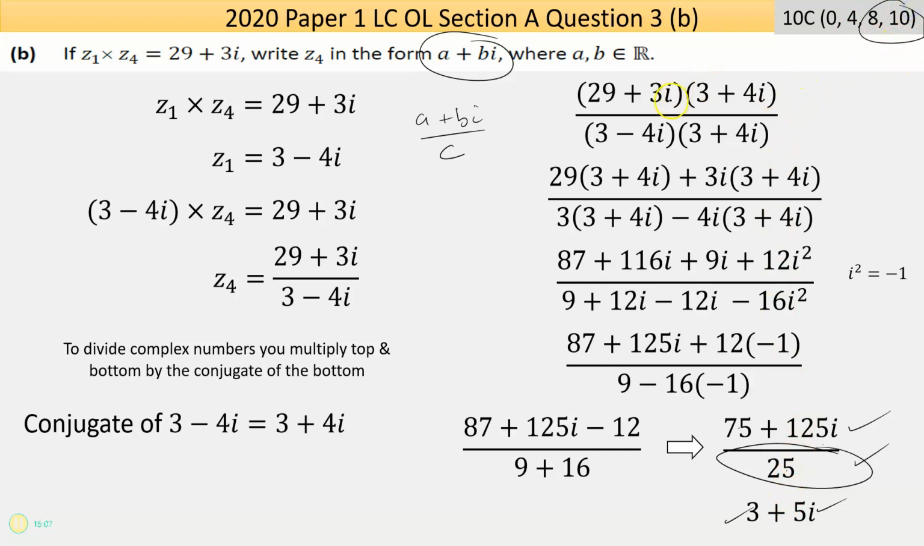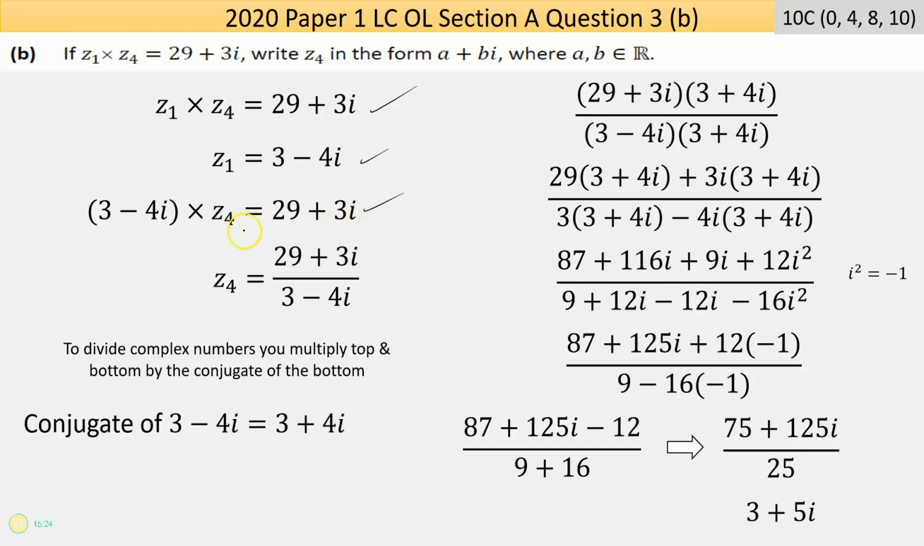So look, it's a fairly bog standard question. So let's just reflect on what we did. I have my statement I was given in the question. I knew what Z1 was. I was told that in part A. So I swapped them out. And then I look and go, what can I do here?